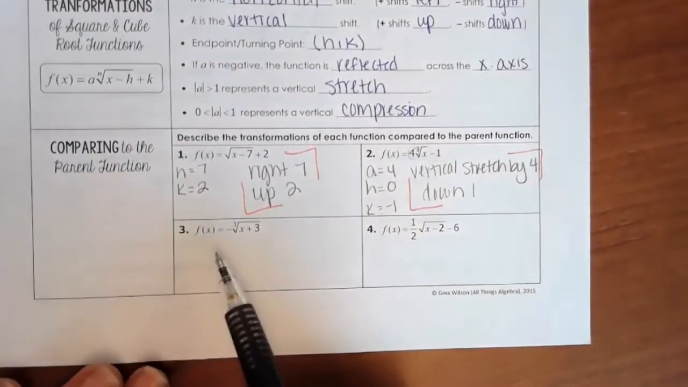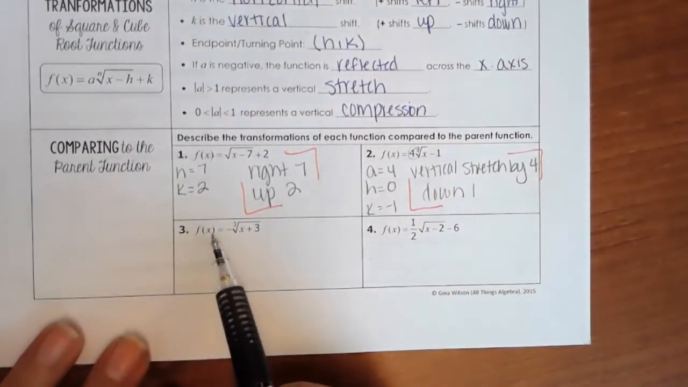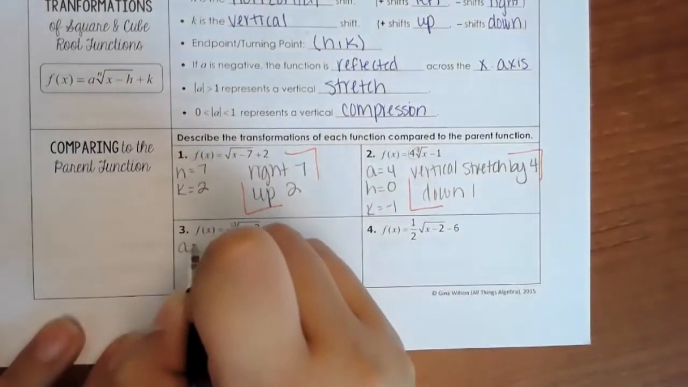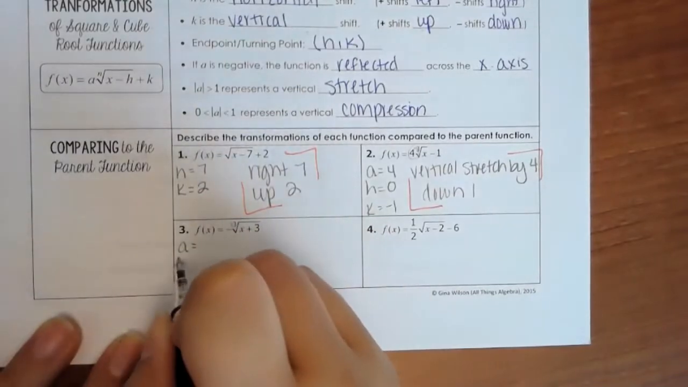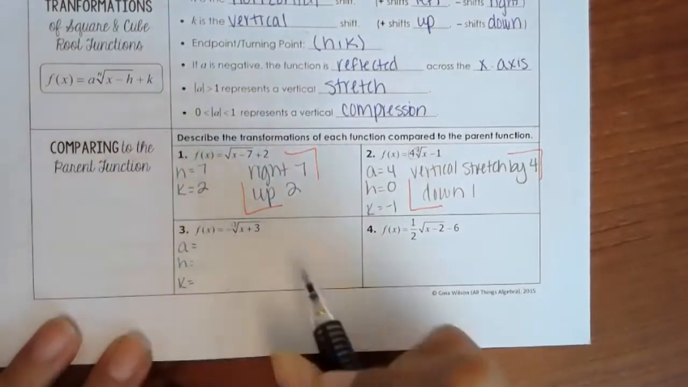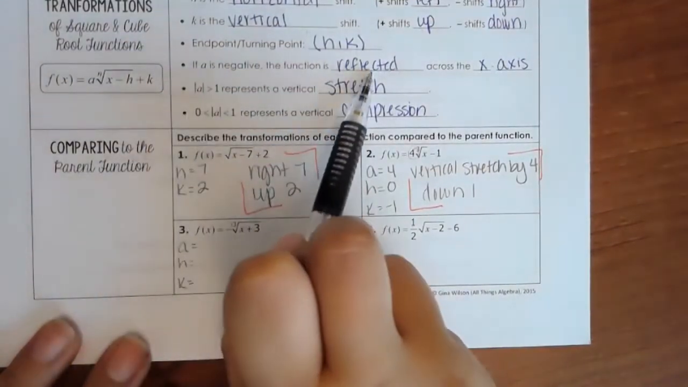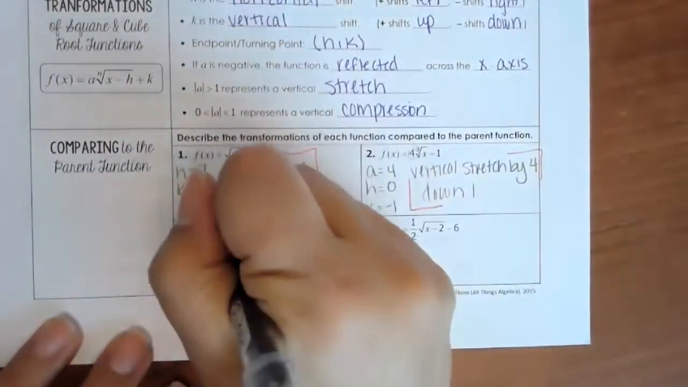All right, let's look at number 3. F of x equals the negative cube root of x plus 3. Remember, if it helps you, state what they are. If not, you can just look up here. There's a negative. A is negative, so there's going to be a reflection across the x-axis.